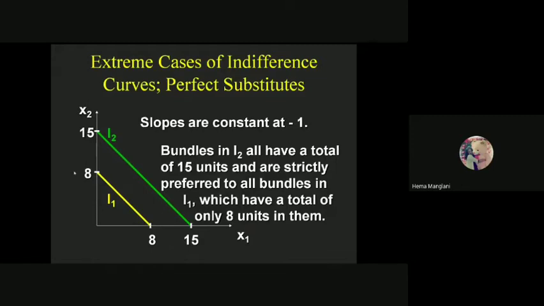Okay. Similarly, here also, the slope which we are following is equal to -1 at every point. From this point, this point, this point, this point, every point you're following the -1 over here. So bundles in I2, which all have a total of 15 units, are strictly preferred to the bundles in I1, which have a total of only 8 units in them.